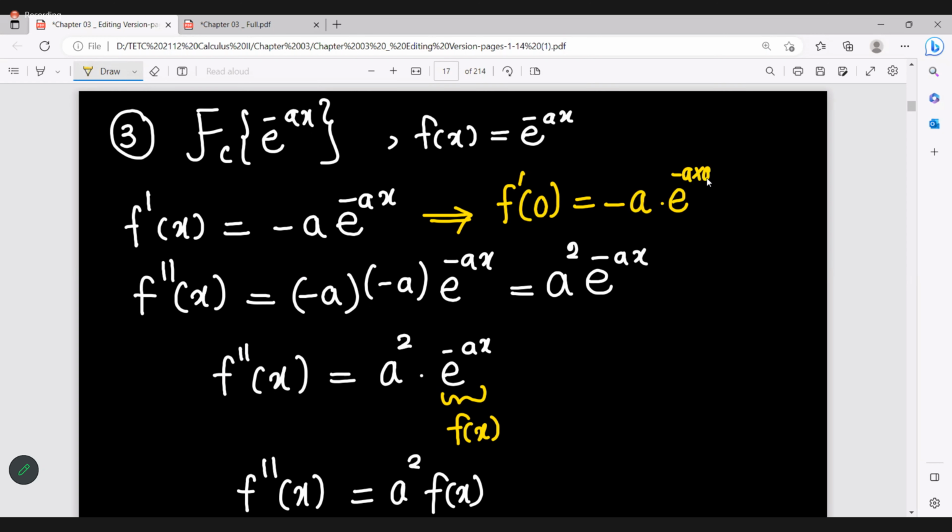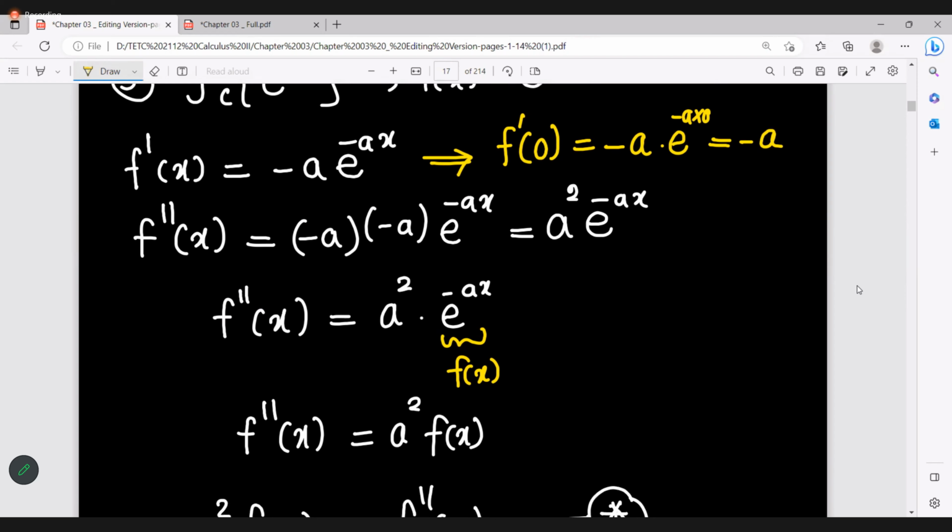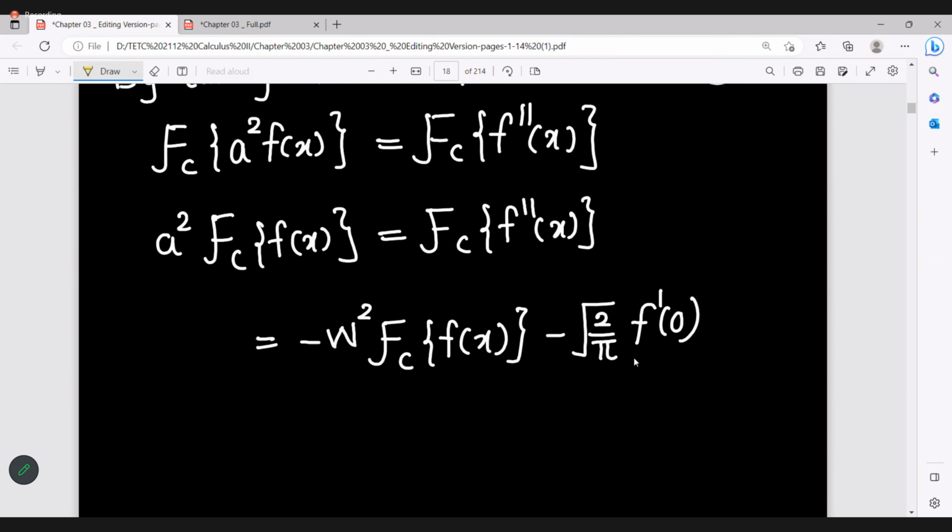Minus a times 0 is what? 0. e to the power 0 is what? It's 1. So minus a times 1 is equal to minus a. So then we can replace this f dash 0 by minus a. Is it clear how we obtain this one? Is there anyone who did not understand? Raise your hand and see.